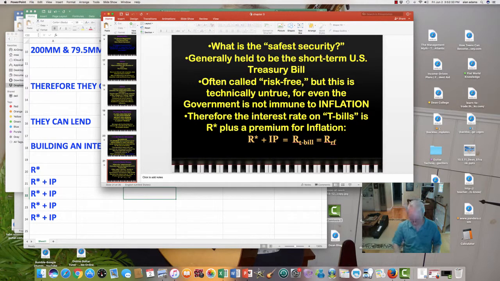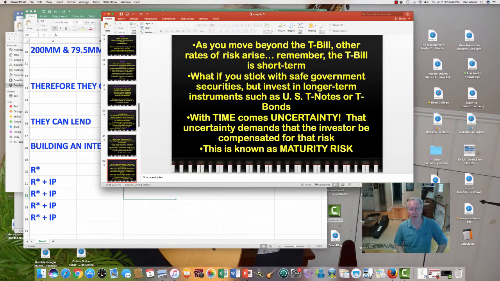Hi everyone, continuing. Okay, so we've defined what the real risk-free rate is, and we've defined what the risk-free rate is, which is the rate pegged to a US T-bill, a treasury bill, and everyone calls that the risk-free rate, so we're going to call that R sub RF. We will be using that later, okay?